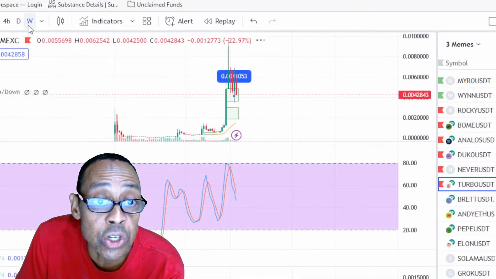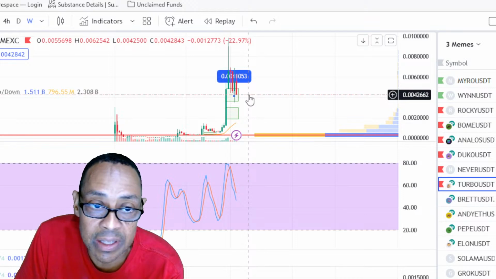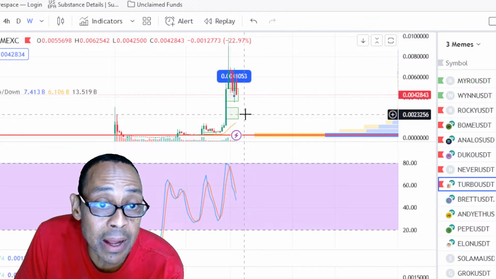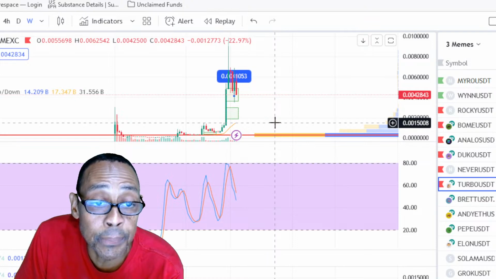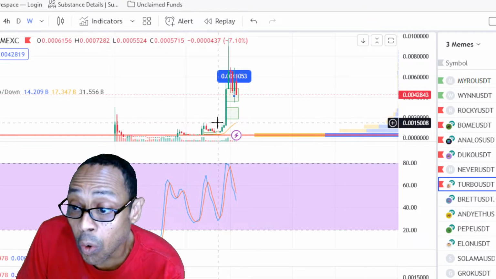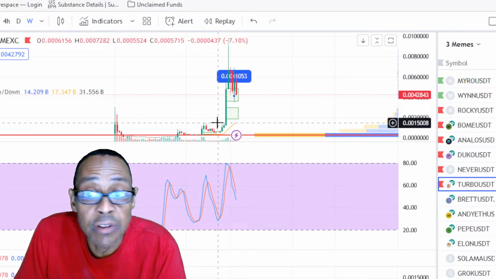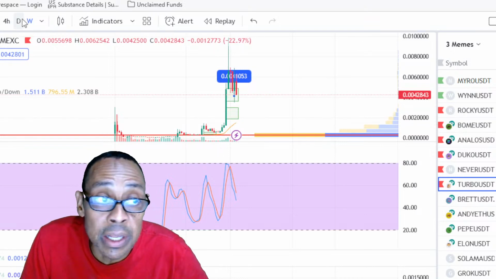Looking at the 1 week chart, we're in no man's land. So we can fall into this box, and at worst case scenario, this could be a support at the peak before the rally, at the peak of the consolidation at a price of 0.0015. So Turbo, very good volume, and I'm going to be ready to jump on that.